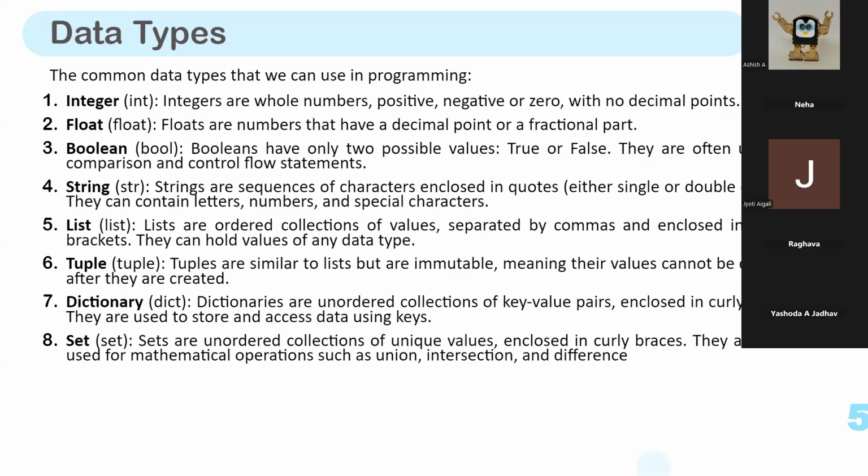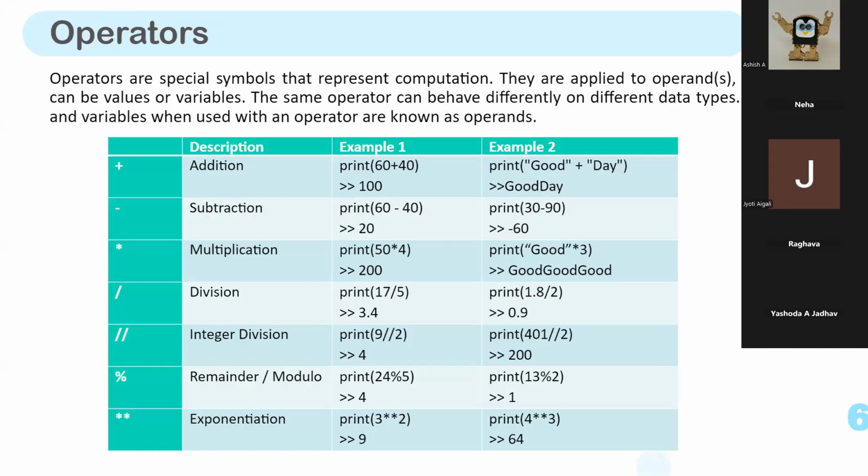They are often used for mathematical operations such as union, intersection, and differences. So these are the different data types that are used inside programming.